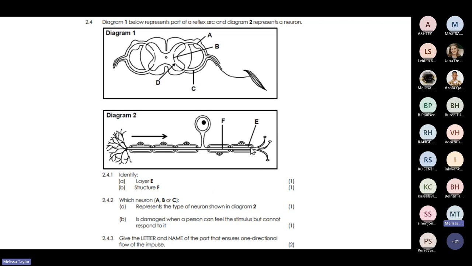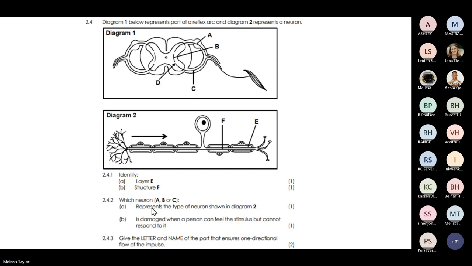Layer E, this is the layer that you need to know the label of, which is the myelin sheath. Okay, you must have both myelin and sheath in your answer. And F is the axon. We know it's the axon because this is showing us the direction. So this must be the dendrite cell body, and this is the axon.